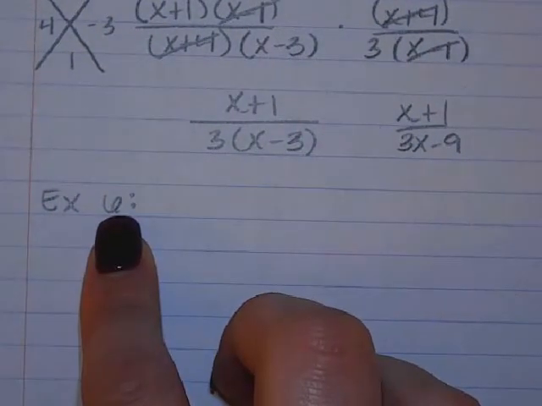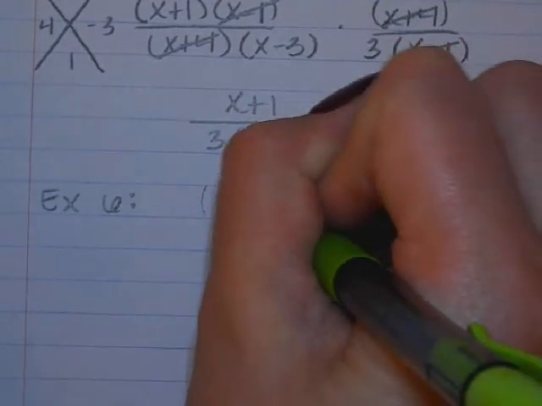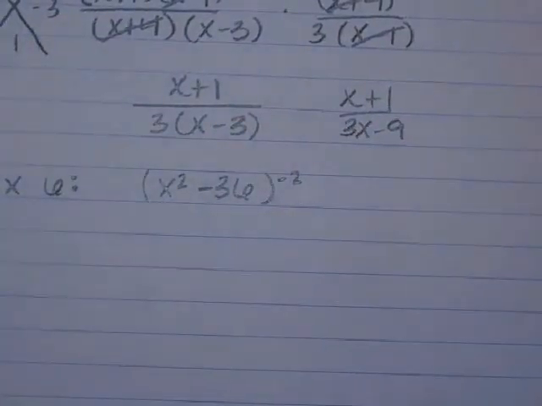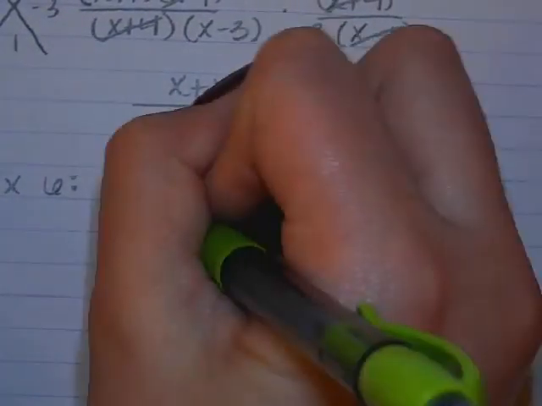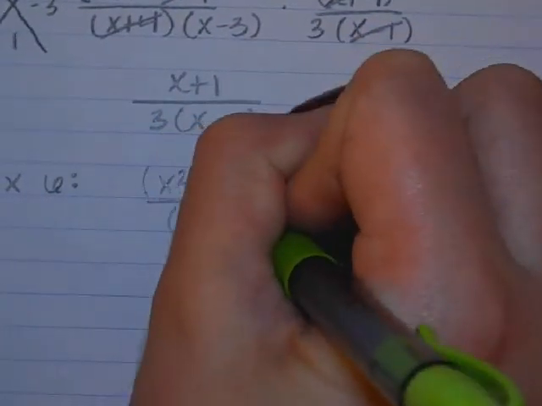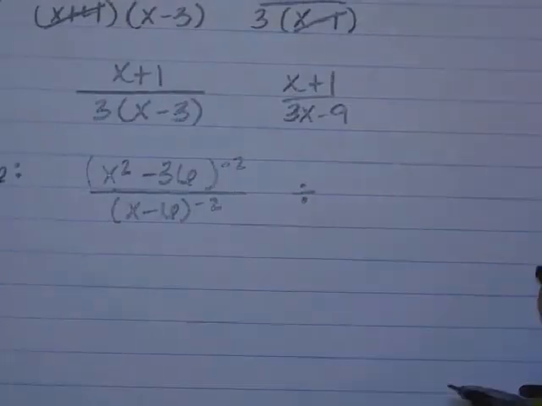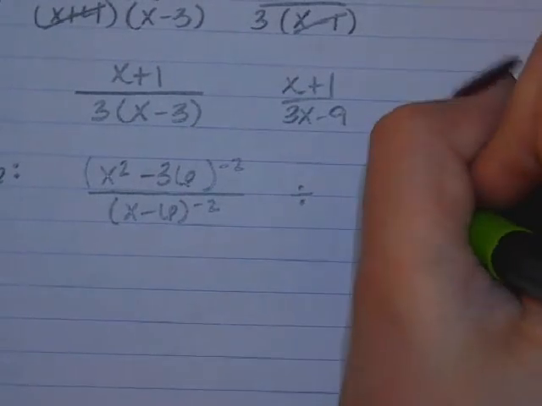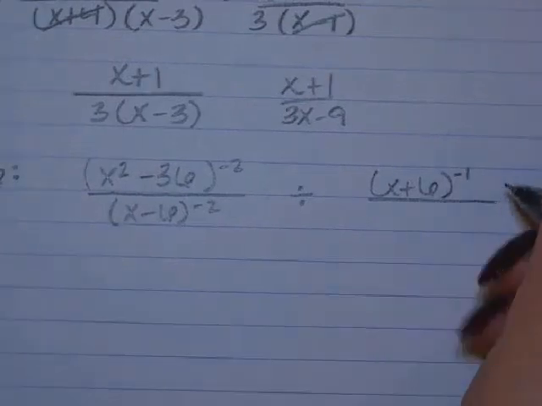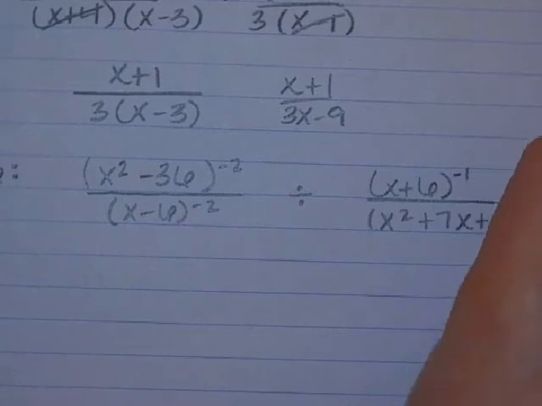So example 6, we're going to show some negative exponents because they threw this on the EOC and I thought it was weird. X squared minus 36 to the negative 2 divided by x minus 6 to the negative 2. And that's being divided by x plus 6 to the negative 1 over x squared plus 7x plus 6 to the negative 1.